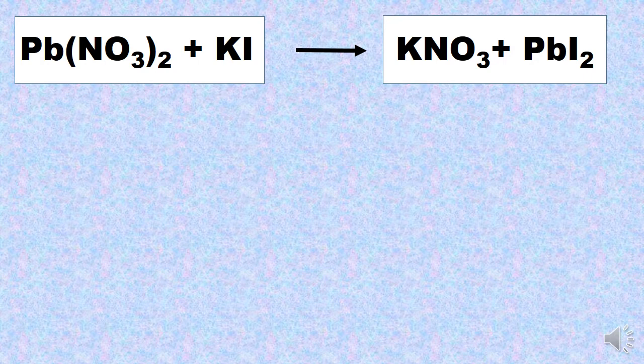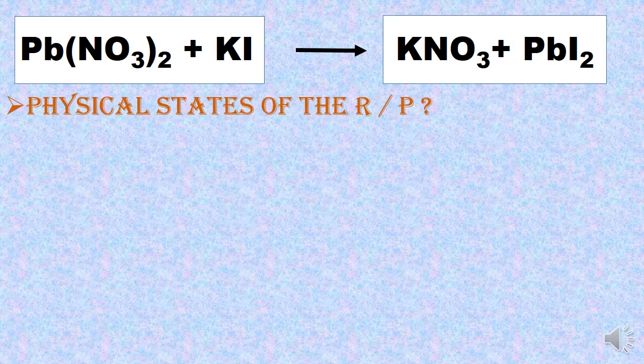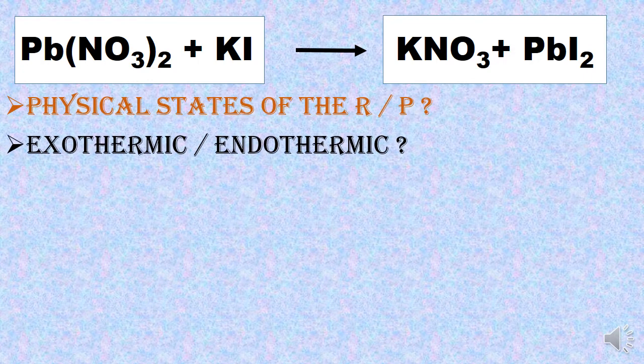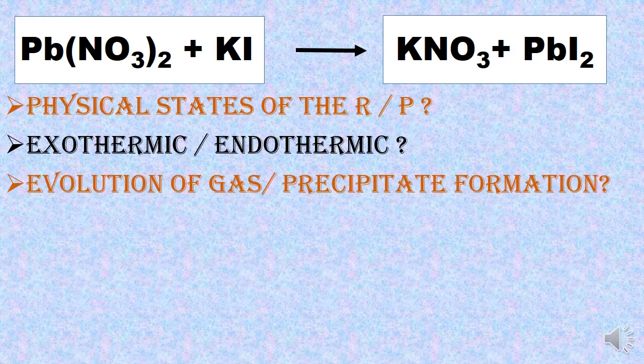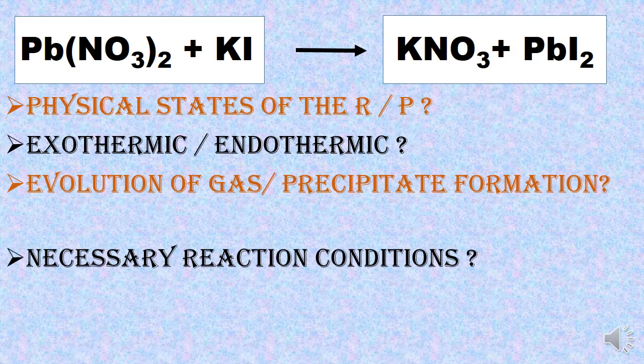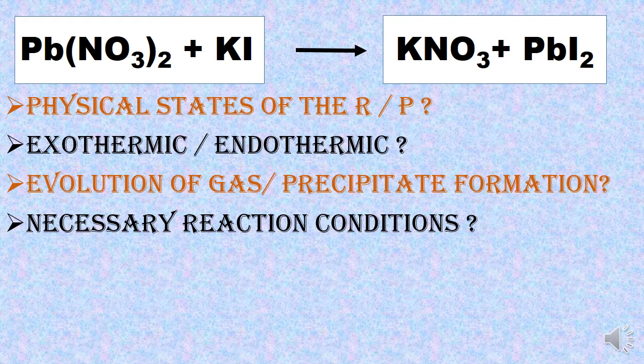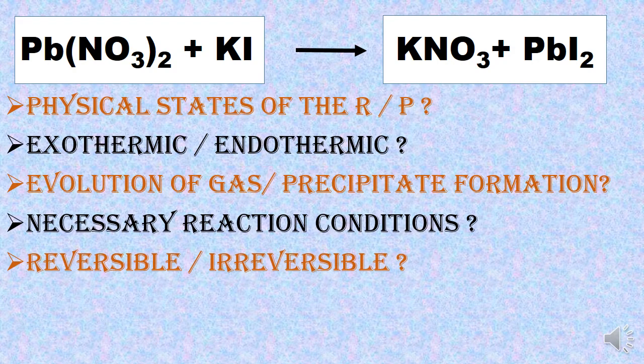Suppose you were given this equation. From its representation, can you guess the physical states of the reactants and products? Can you tell me whether it is an exothermic or an endothermic reaction? Do you notice any evolution of the gas or formation of a precipitate? Does it indicate the necessary conditions for carrying out this reaction?